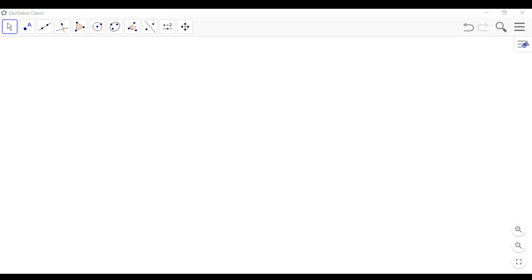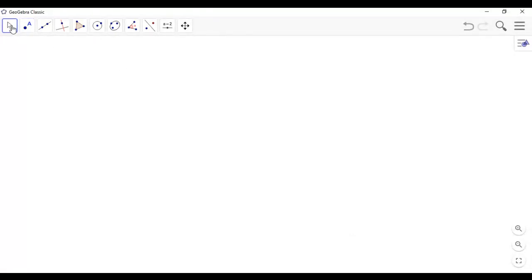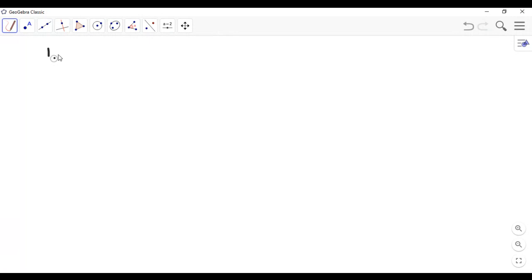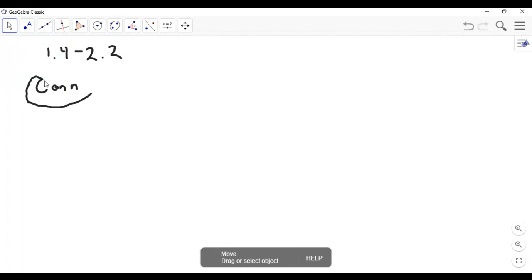Today we're going over, or I have plans to go over, sections 1.4 through 2 in the textbook. And that covers continuity. You know what? What I'm gonna do, I'm actually just going to type this out. It's a lot easier that way.